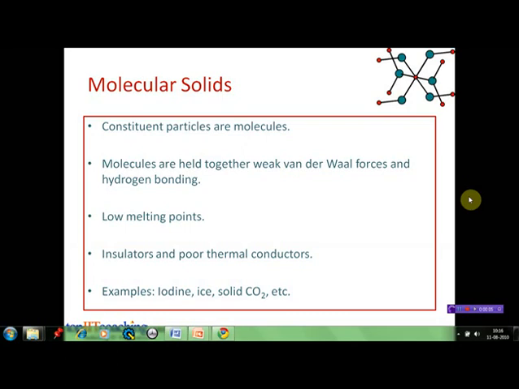The fourth type are the molecular solids, in which the constituent particles are molecules, as the name itself suggests. These molecules are held together by weak forces such as van der Waals forces and hydrogen bonding. They show low melting points. They are insulators and poor thermal conductors. The examples of molecular solids are iodine, ice, dry ice, etc.